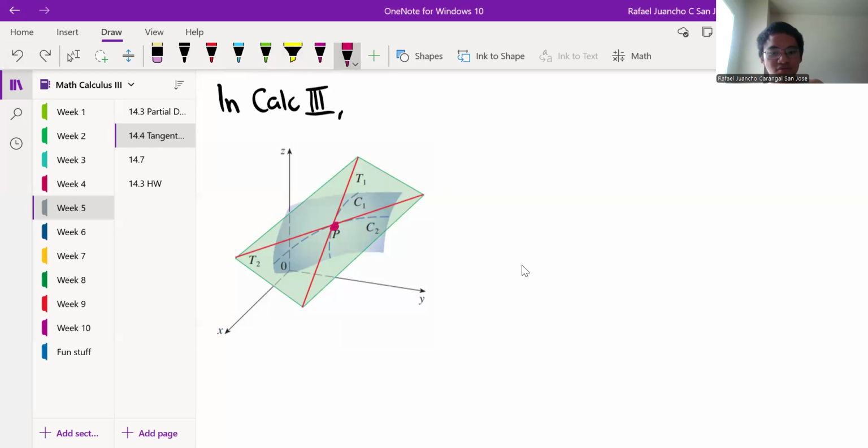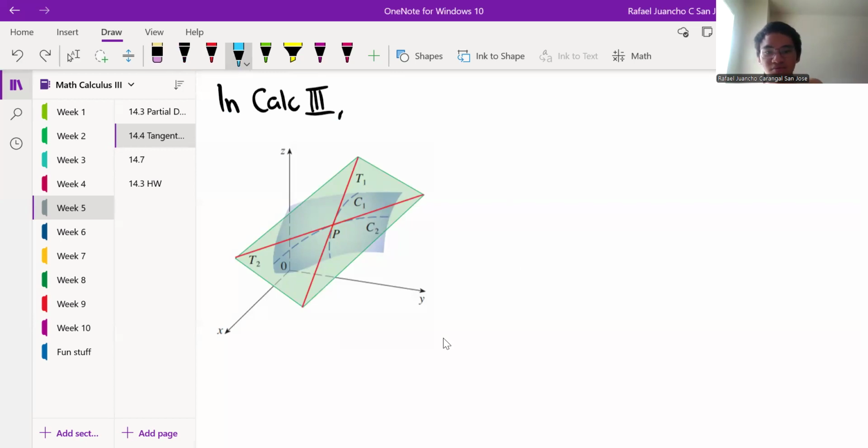Let me use a different color. Oh, that's even worse. I'll just use black. There we go. So it's at that point. We have these two tangent lines. We get their partials. And then from there, we get a tangent plane out of it, right? And this tangent plane contains both of these lines. It contains T1, that tangent line, and T2, right? C1 and C2 are the curves of intersection. And we did talk about this in our previous video in my calc series on partials.